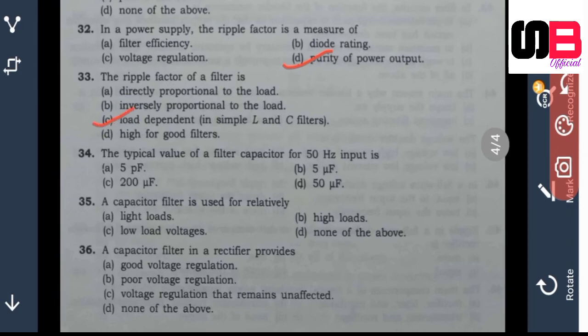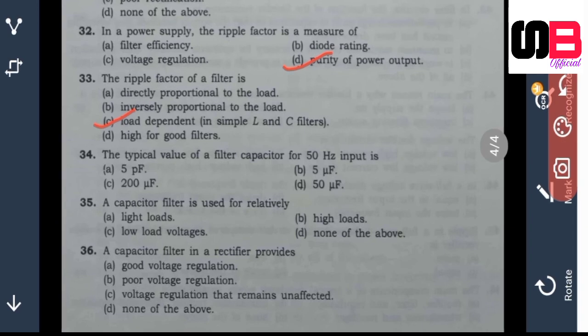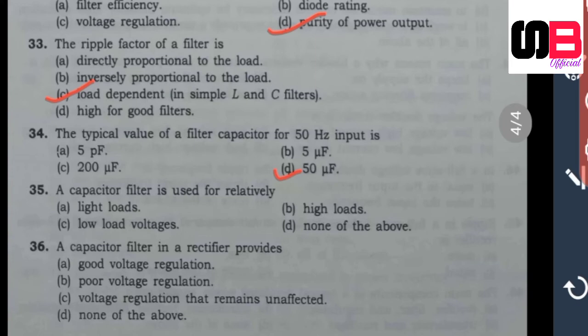Now the question number 34. The typical value of a filter capacitor for 50 Hz input is, the options are 5 picofarad, 5 microfarad, 200 microfarad, 50 microfarad, and option D is the answer, 50 microfarad.